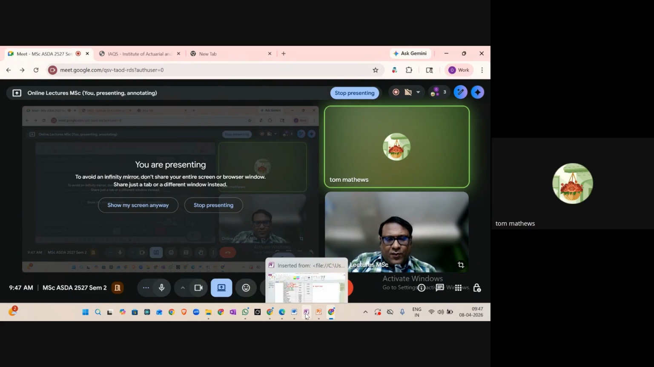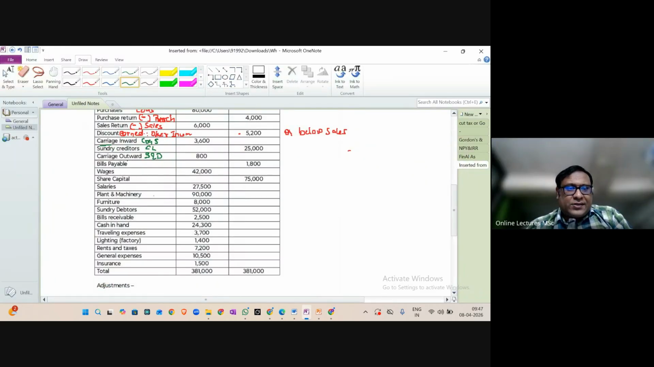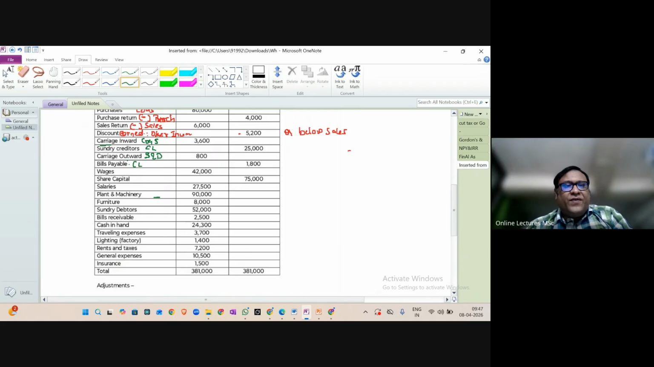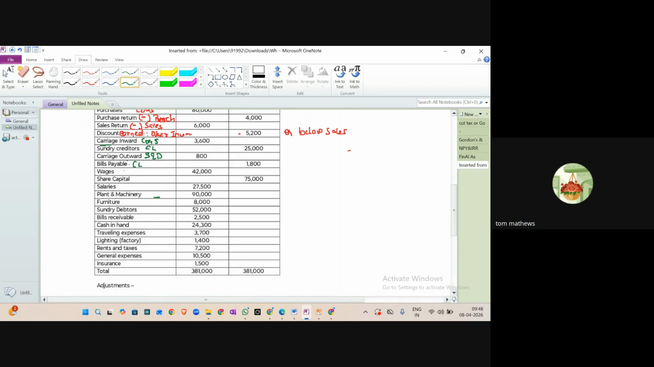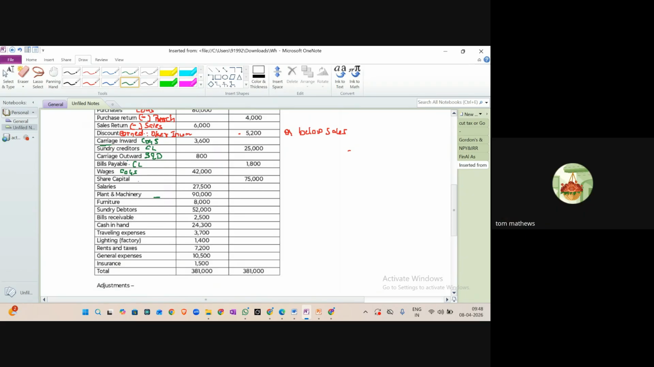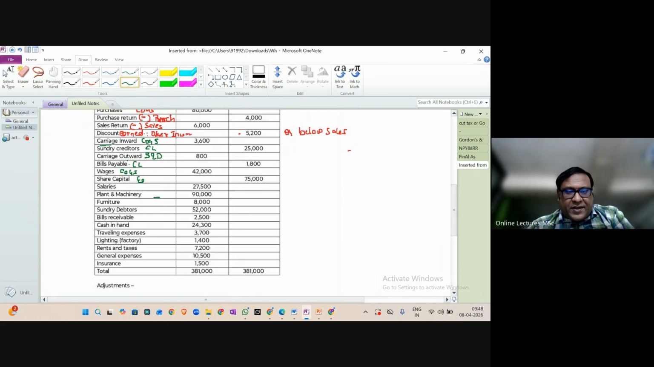Yes. Okay. Fantastic. Next. Bills payable is a current liability. Wages in the factory come in COGS. Fantastic. Share capital is equity, under the heading equity, not a liability.